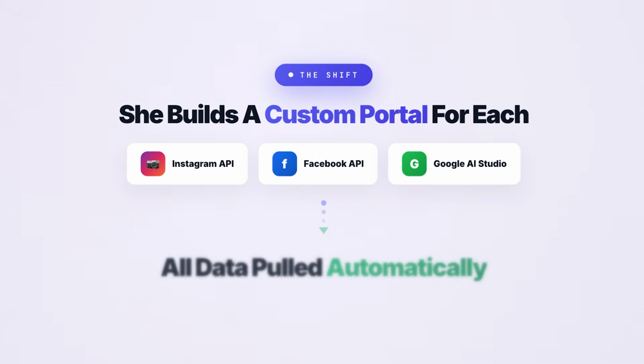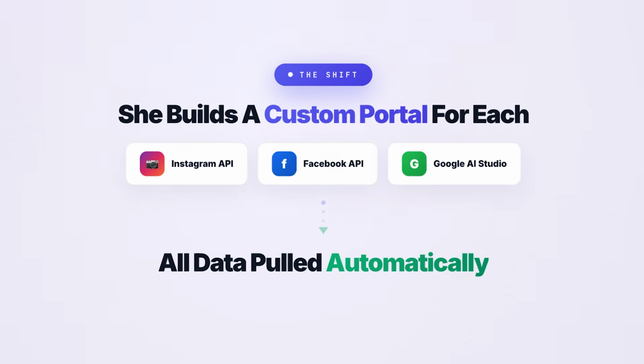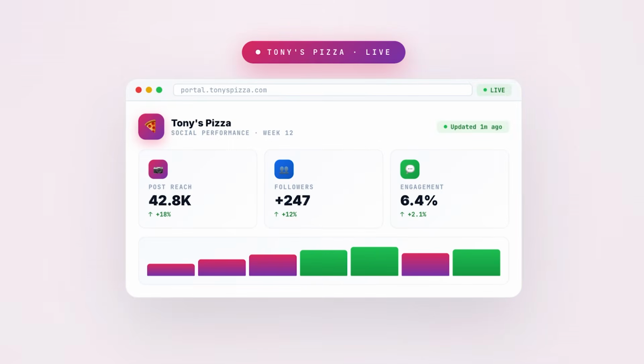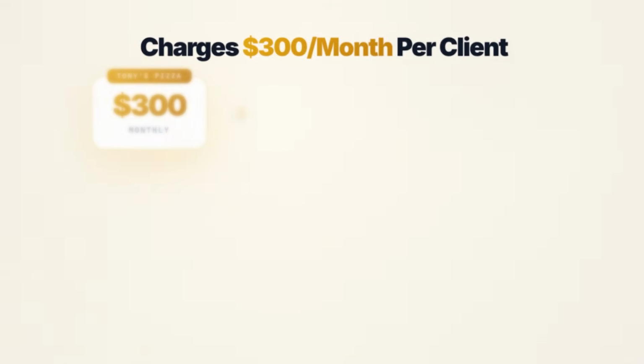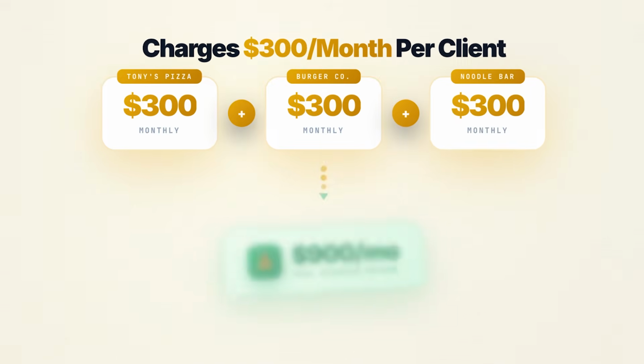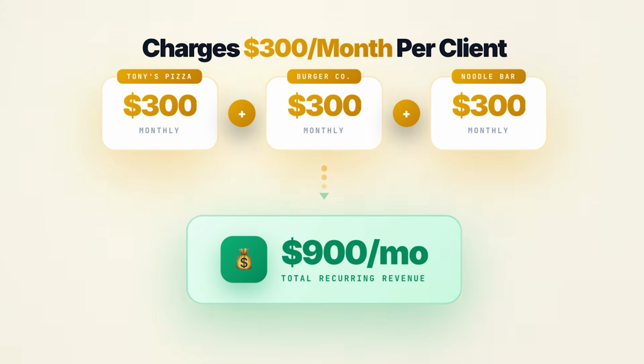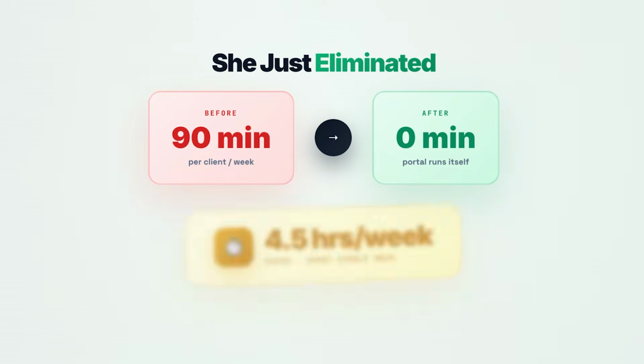She uses Google AI Studio to build a custom portal for each restaurant. The portal pulls engagement data from their Instagram and Facebook accounts automatically. The restaurant owner logs in once a week and sees everything: post reach, follower growth, engagement rate, all in one place. She charges each client $300 a month for social media management. The portal is part of the service. It cost her nothing to build. The hosting is free. She just eliminated 90 minutes of manual reporting every single week, and the clients think she is running enterprise-level software.